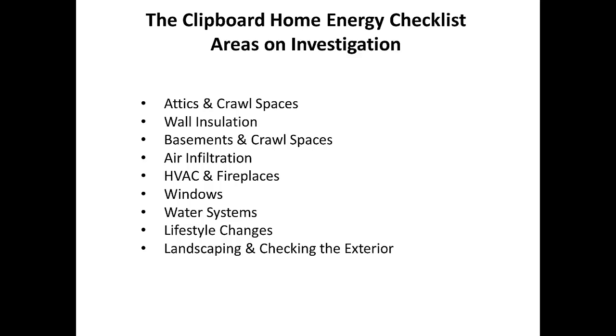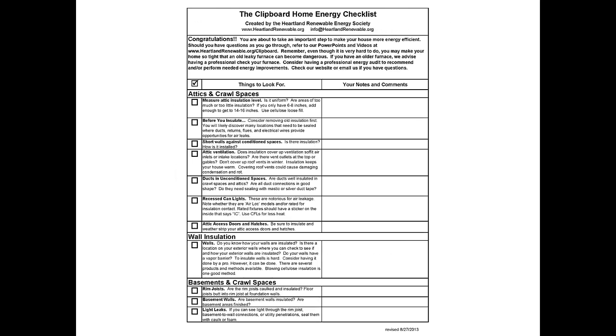So what are the areas of investigation? How is the Clipboard Home Energy Checklist organized? Well, these are the sections. We look at attics and crawl spaces, and then we'll look at wall insulation, and then because of how it's organized, we'll also look at basements and crawl spaces. We look at air infiltration. We look at HVAC, which stands for home ventilation and air conditioning, and fireplaces. Look at windows, look at water systems, look at lifestyle changes, and then look at landscaping and checking the exterior of the house.